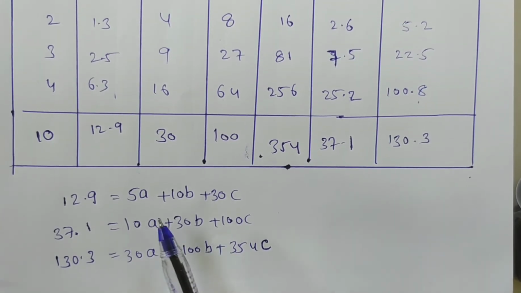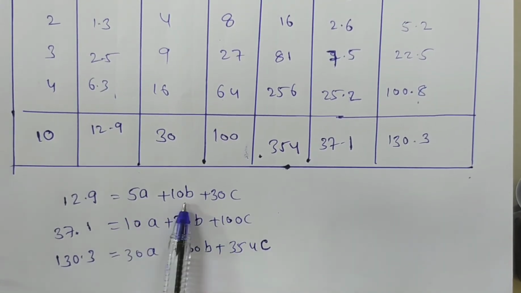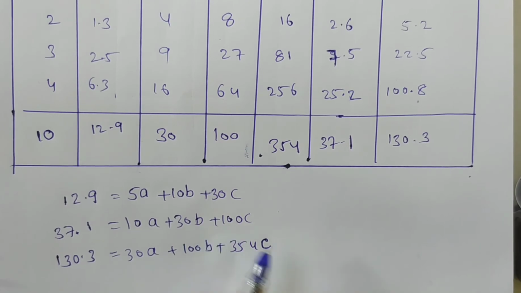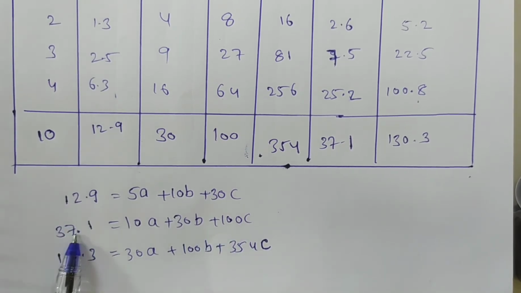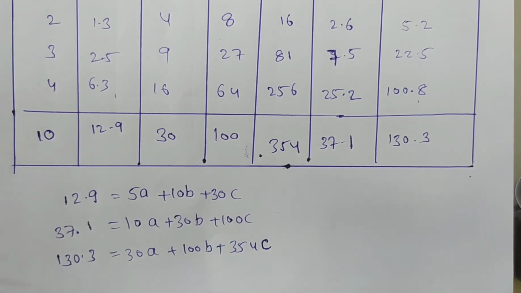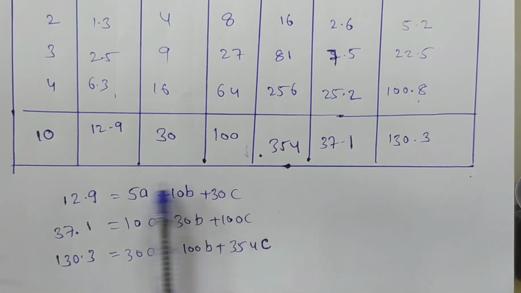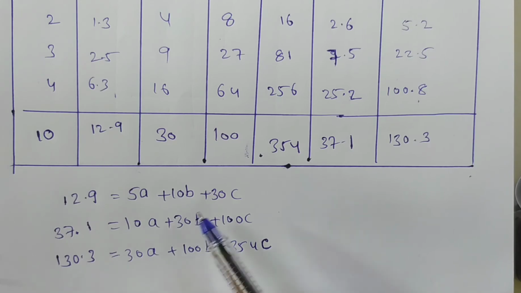So I have written all the values: n value, summation x, summation x square, summation x cube, summation x power 4, summation y, summation x y, summation x square y values. Now you observe here, these are called a system of linear equations or not? Yes. What are the unknowns here? A, B, C. So now we have to solve these all.